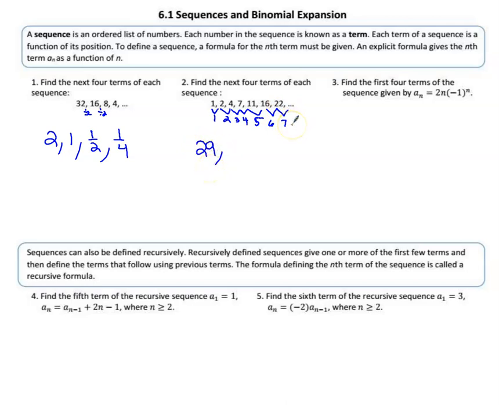After that, we're going to go up by 8. So 29 plus 8 is 37. And now we go up by 9, so add 9 to that, and you get 46. And then we go up by 10, so 56.